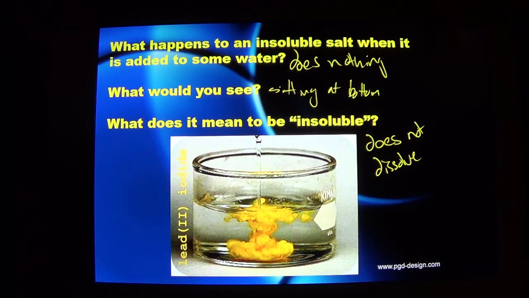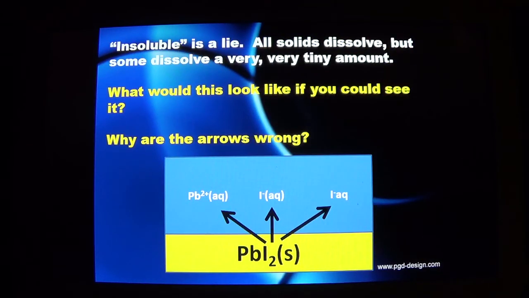I mean, you'll agree, this is your experience. If we let that yellow solid sit there, nothing would occur. If you dump too much sugar into a glass of water, then you're going to see just a bunch of sugar sitting at the bottom, not dissolving. So you would say at that point in time you've passed the solubility, right? Well, that's probably a better picture of what's going on, because insoluble is a lie.